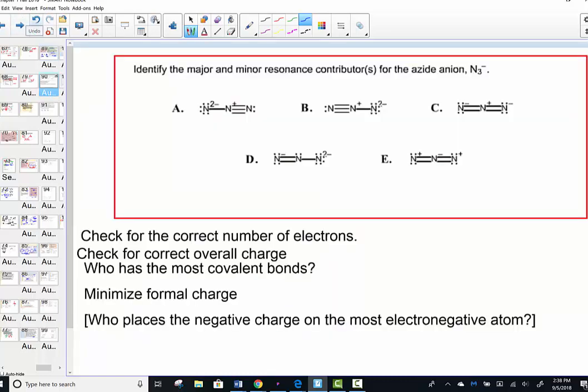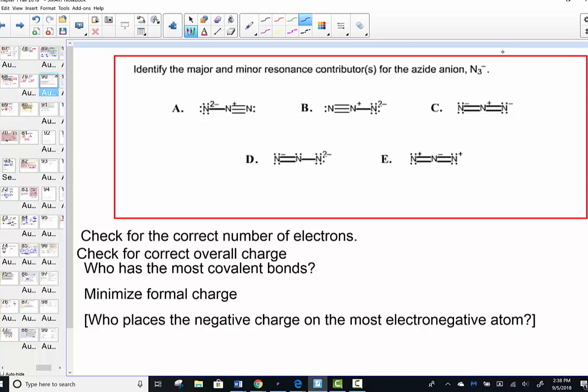This one I did a screenshot of. It's off of an old test. We'll look at a test question so you can see it's a multiple choice format. Identify the major and minor resonance contributors for the azide ion. Azide is N3, and it has a -1 charge overall.